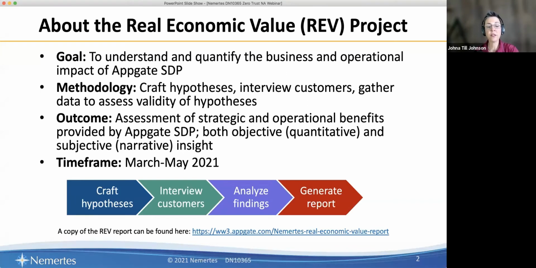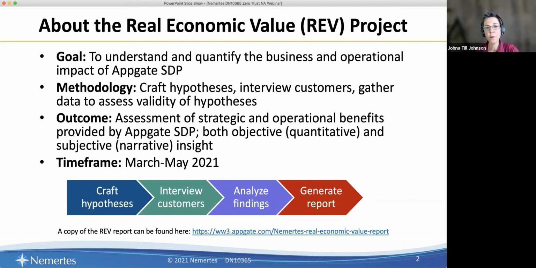Just to sort of round things out, we did this earlier this year from March through May. So the process, again, was crafting hypotheses, interviewing customers, analyzing findings, and then creating a report, which you can click on. You can click on the attachments on this webinar or find the link of the report at the link below.